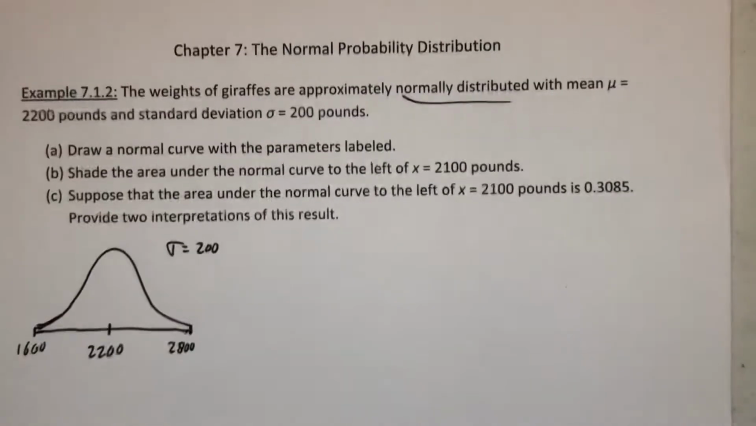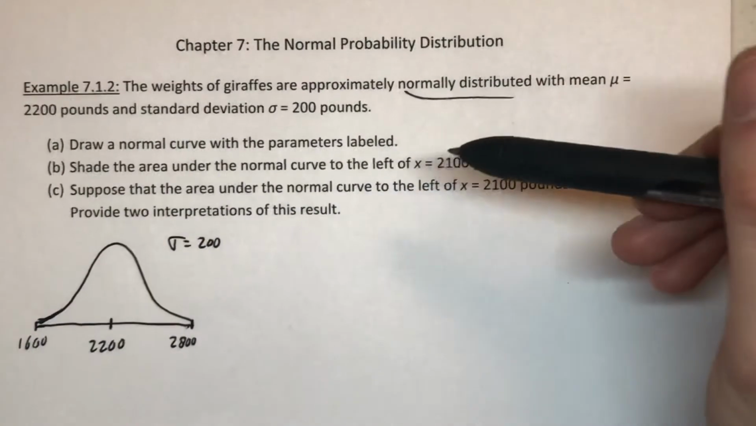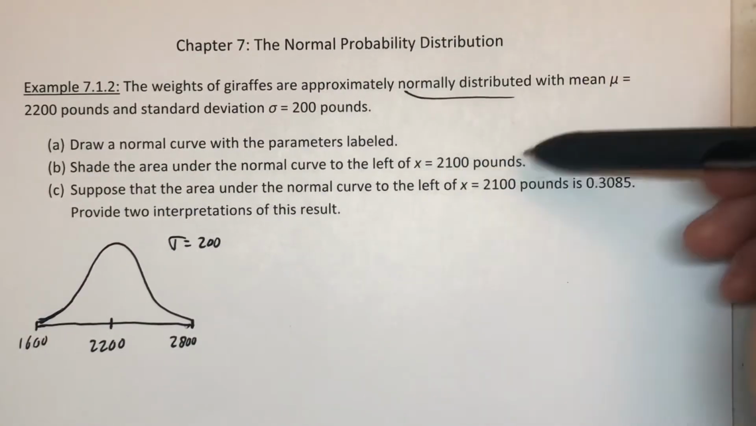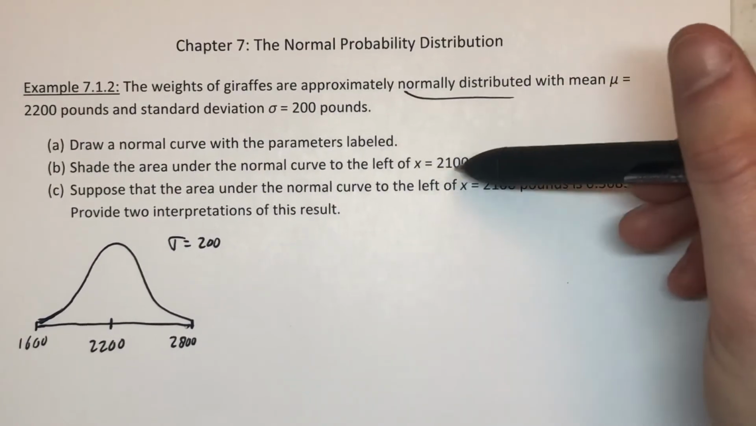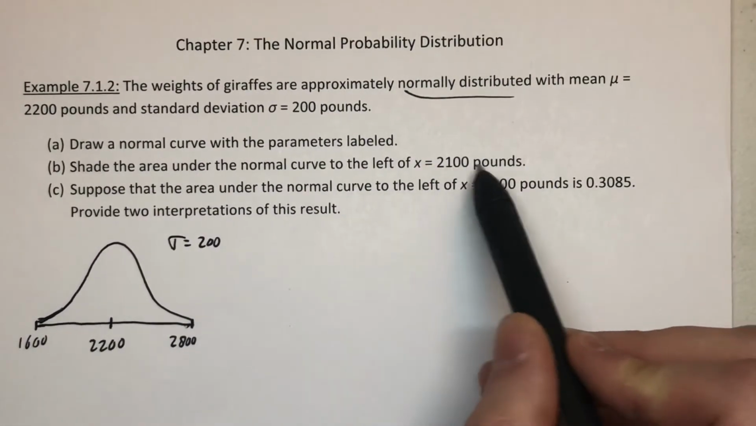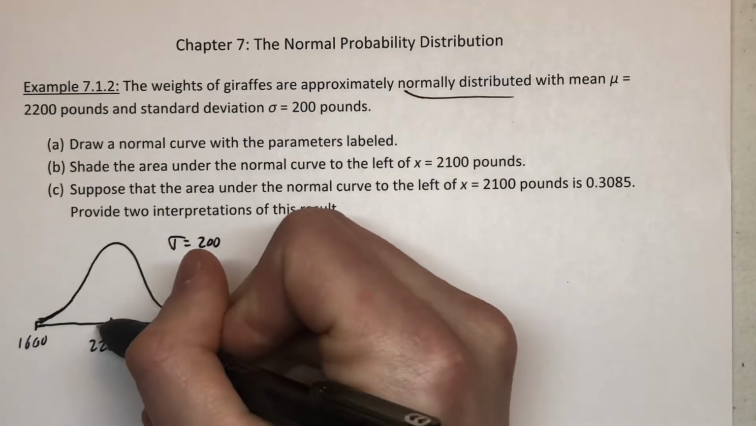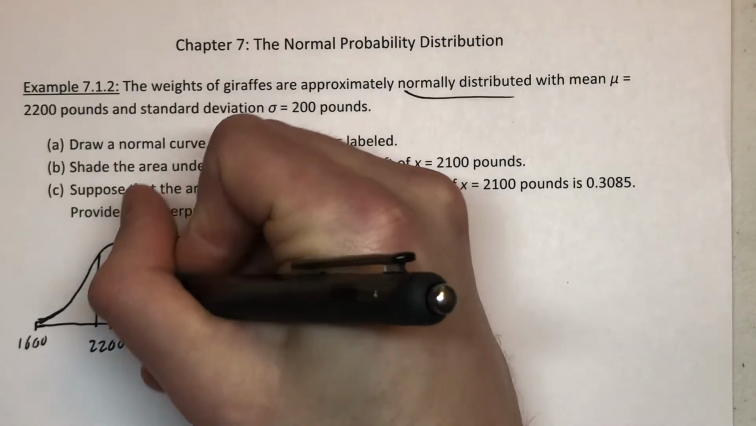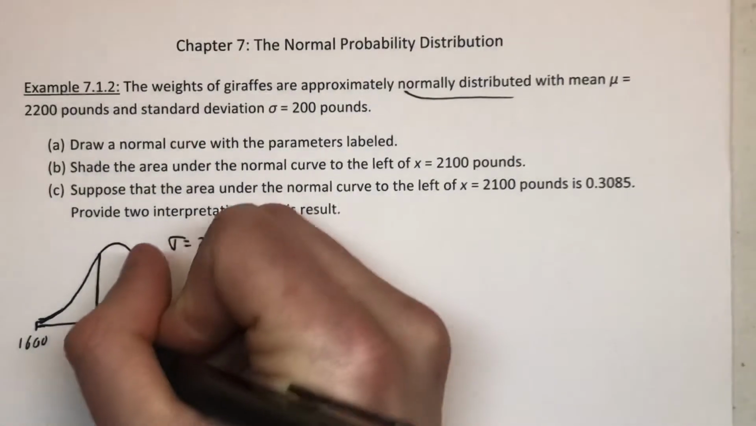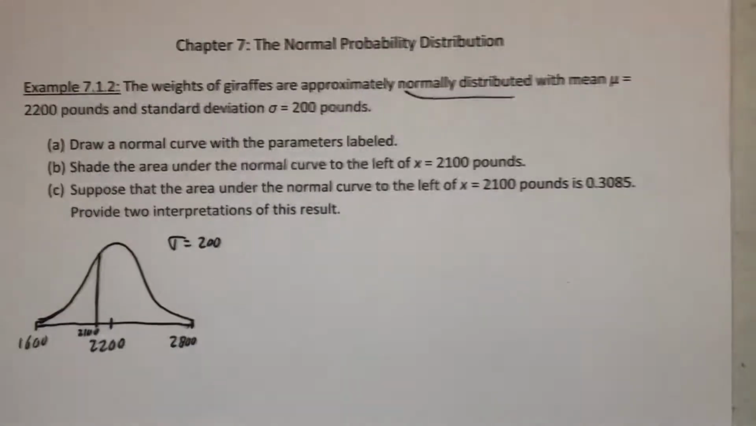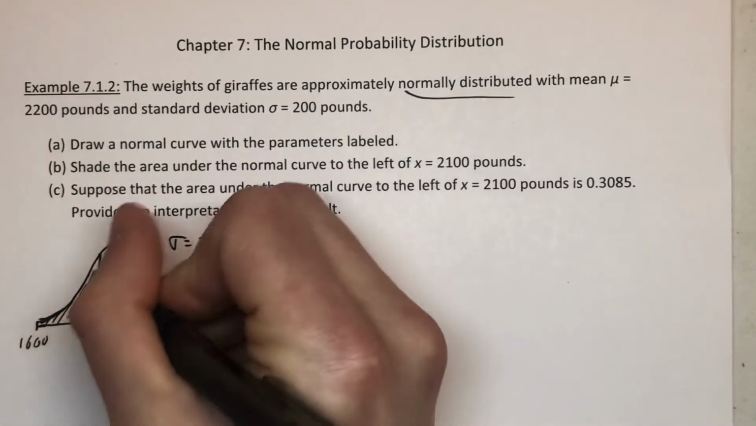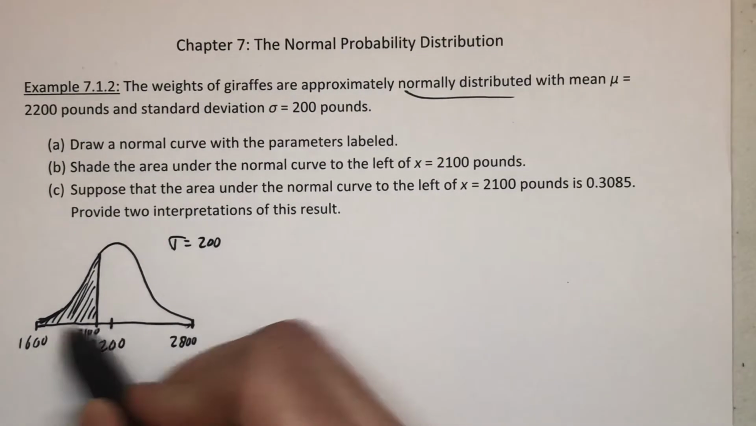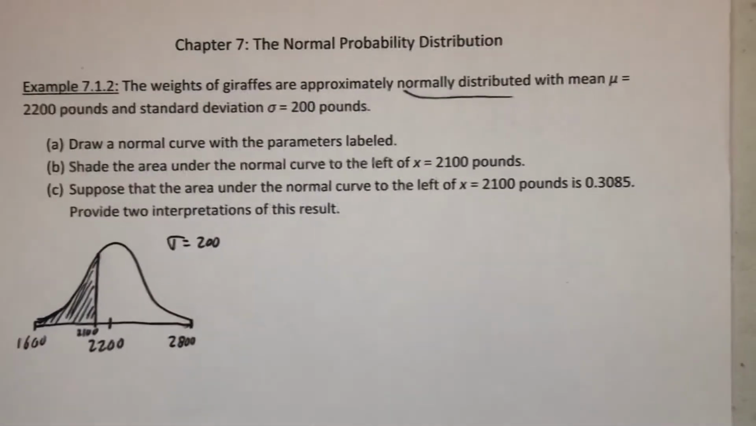Now B says shade the area under the normal curve to the left of 2,100. So this is where we start talking about a specific interval. We want to look at left of 2,100. Well, if 2,200 is here, 2,100 is somewhere to its left. Again, can't really be super accurate without a scale. So I'll just say there is the 2,100 on our axis, and we'll shade in the area to its left, everything under the curve to the left of 2,100.